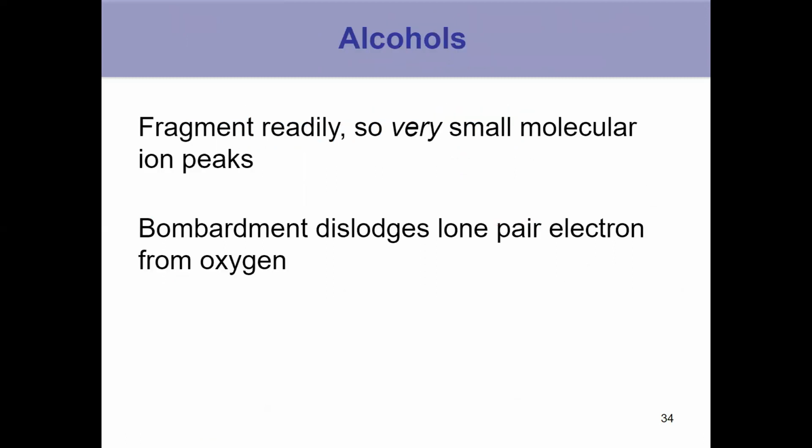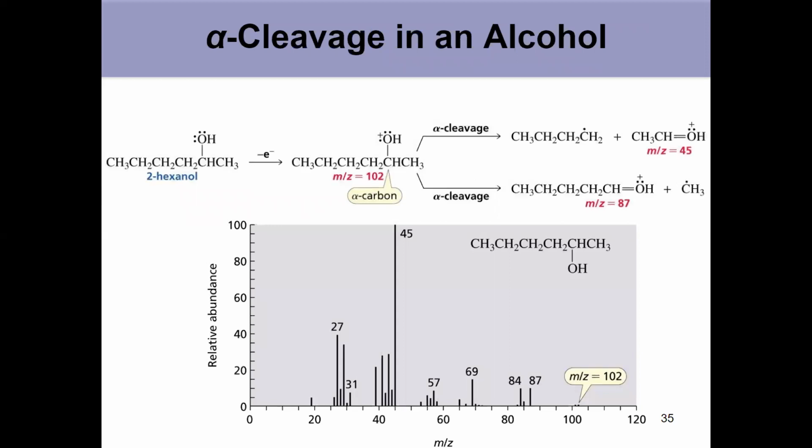Alcohols, next. Alcohols pretty much blow up. They really readily fragment, so they have very tiny molecular ion peaks. So another instant clue to put in your notes: the tiny molecular ion peak could be an alcohol. Not a guarantee, but it's a chance. Why do they fragment? Well, we kick off a lone pair electron from oxygen in the electron bombardment, just like we did with an ether.